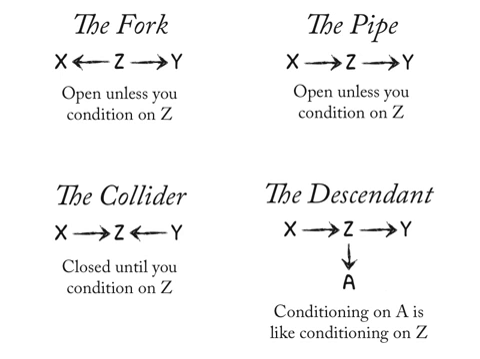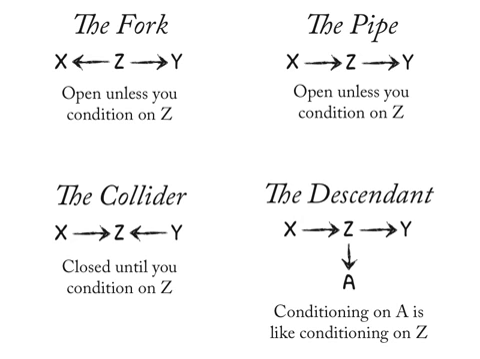So very quickly, looking in the upper left with the fork, this is an open path unless you condition on Z. Right? So if this is a backdoor path, then you need to condition on Z to shut it. Likewise with the pipe, that path will be open unless you condition on Z. So if it's a backdoor path, you want to condition on Z. Does that make sense? And then with the collider, this is closed until you condition on Z. So if that's a backdoor path, leave it alone because it's already shut. Does that make sense? And then finally, the descendant.